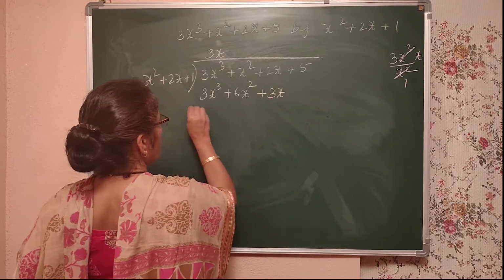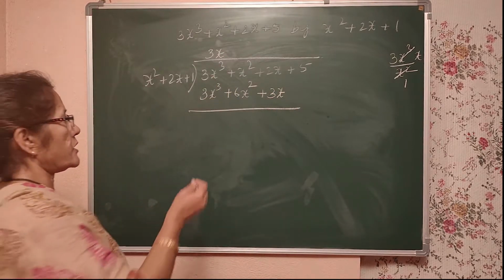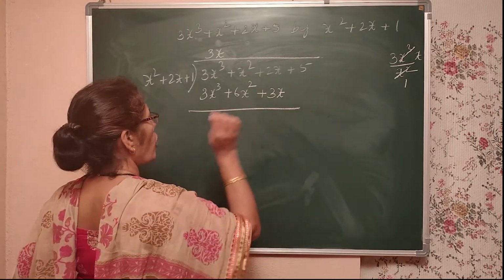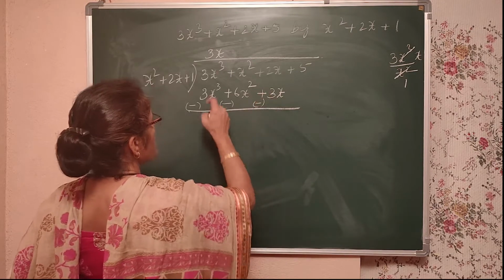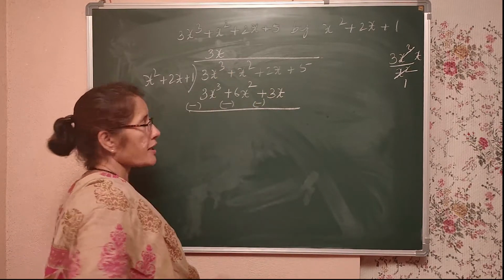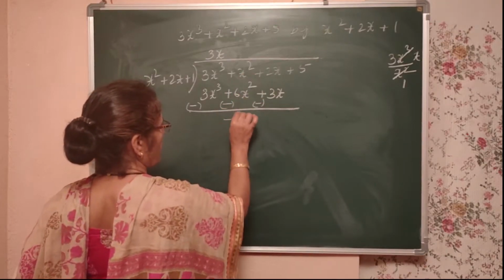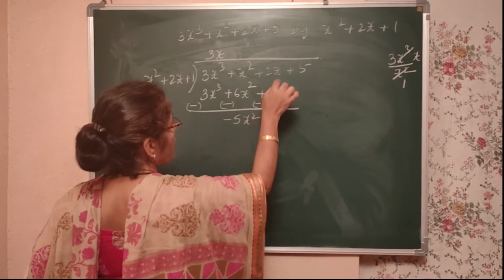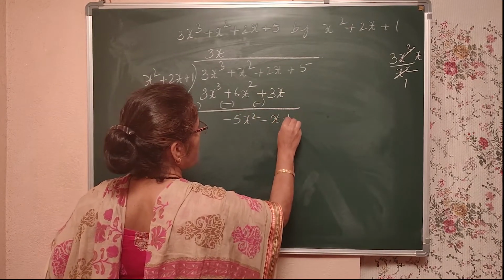What is your first step in order to cancel the first term? You have to subtract. So when you subtract, you have to subtract all: negative, negative, negative. So 3x cube minus 3x cube is 0. X square minus 6x square is minus 5x square, plus 2x minus 3x is minus 1x, plus 5.